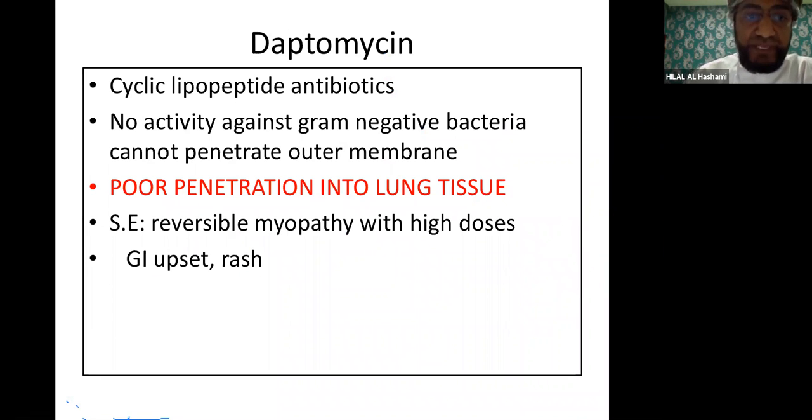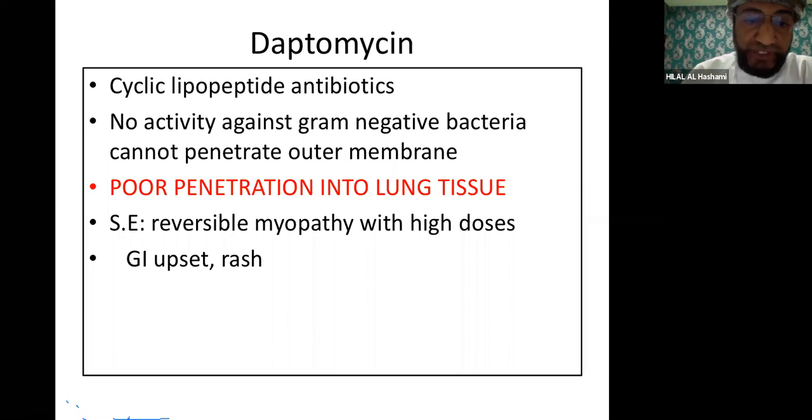Then we have daptomycin. Daptomycin is a cyclic lipopeptide antibiotic. It has no activity against gram-negative bacteria because it cannot penetrate the outer membrane. It has poor penetration into the lung tissue, and we'll come to know why that is.